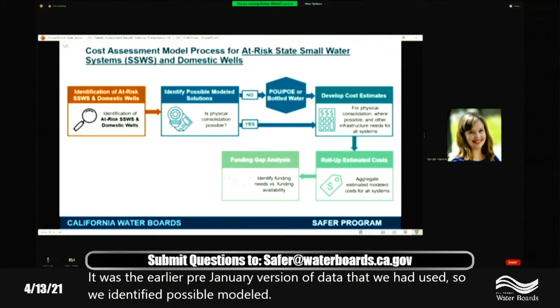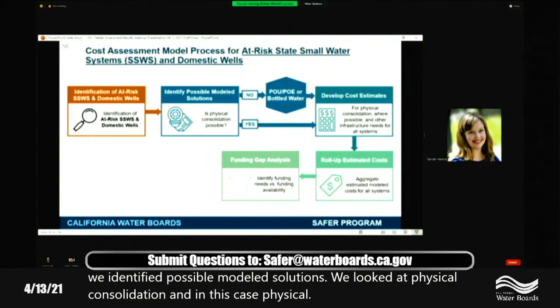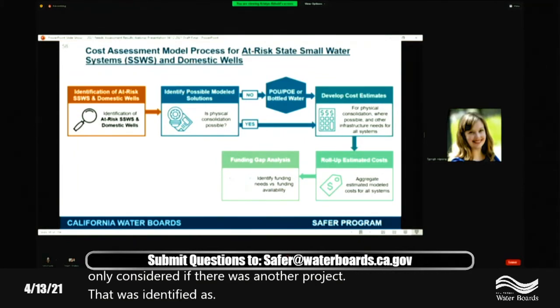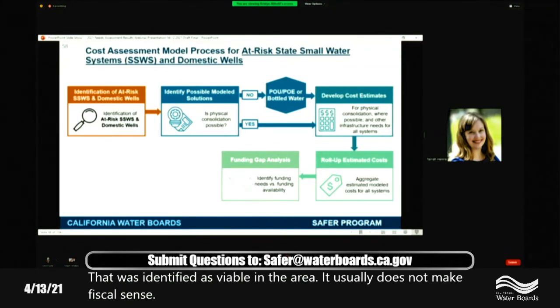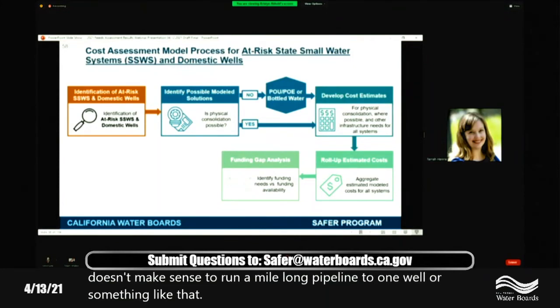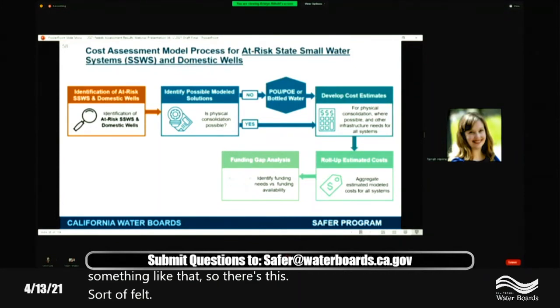We looked at physical consolidation. In this case, physical consolidation was really only considered if there was another project that was identified as viable in the area. It usually does not make fiscal sense unless it's really close to some other larger system. It doesn't make sense to run a mile-long pipeline to one well or something like that. So there's this sort of filter in this step of, is this cost effective for the solution?